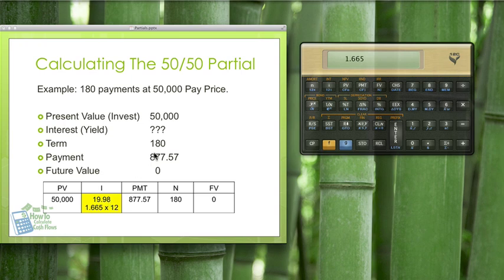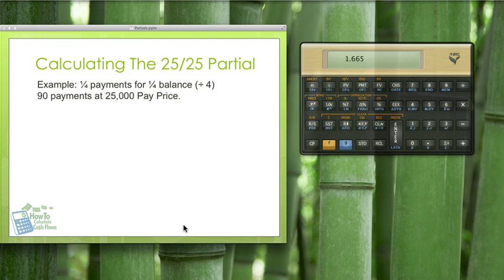And the seller is very happy because they are getting the $50,000. Now, here's another interesting way to do it. This doesn't work just on 50-50. This works also on a 25-25. So let's take an example where we do 1/4 of the payments for 1/4 of the balance. So we're going to divide by 4 now instead of divide by 2.